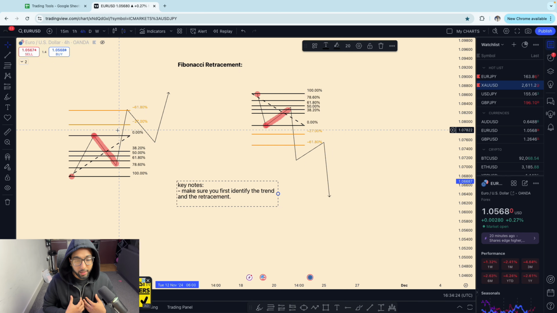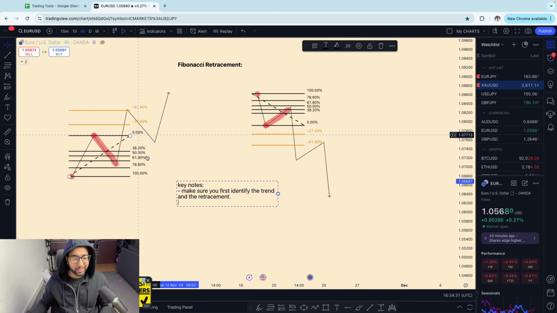Likewise, if this Fibonacci is telling you to sell, but the whole market is going up, you're going to lose, right? So do not make that mistake. First, identify the trend and then find the retracement. If it's not retracing, you can't use this tool. But if it is retracing, you can use this tool, okay?